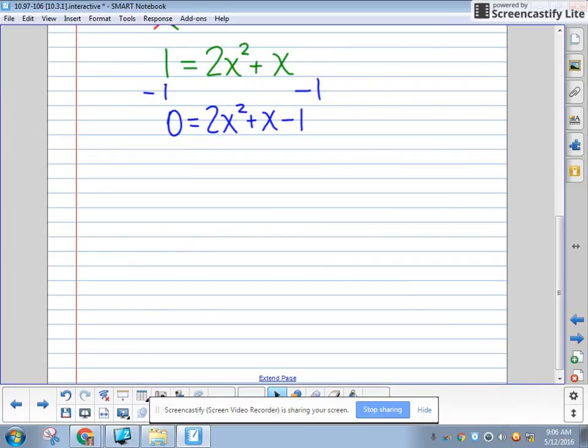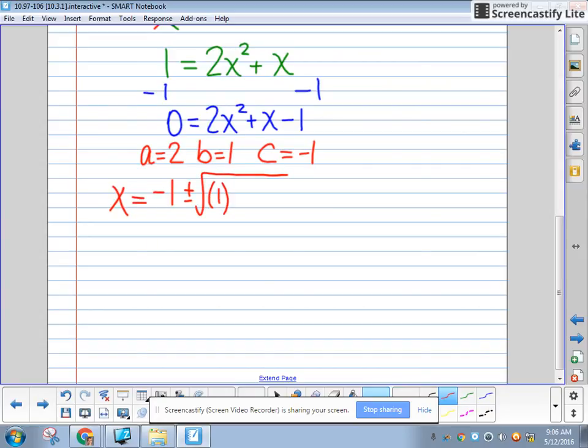So to use the quadratic formula, you need to identify what a, b, and c are. So a equals 2, b equals 1, c equals -1. And then I can plug my numbers into my formula. X equals the opposite of 1 plus or minus the square root of 1 squared minus 4 times 2 times -1 over 2 times 2.